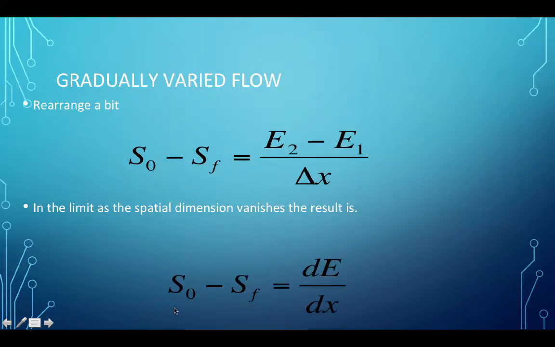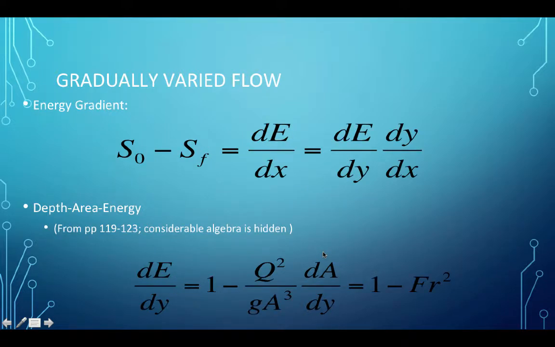If we rearrange that equation, we can rewrite it in terms of S0 minus S sub f is equal to E2 minus E1 over delta x. And in the limit, as delta x goes to 0, so if we go ahead and take the limit, we come up with this expression that says S0 minus S sub f is equal to dE dx, the first derivative of energy with respect to spatial position, or first derivative of specific energy with respect to spatial position.